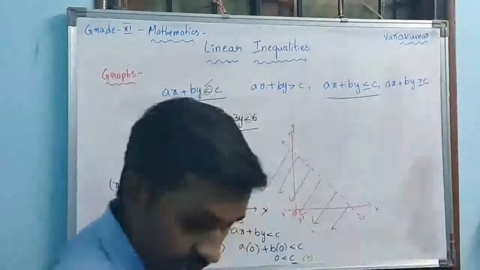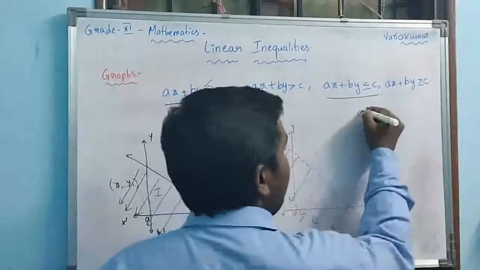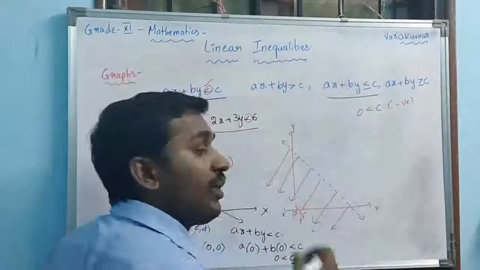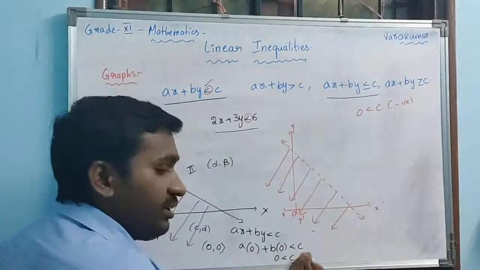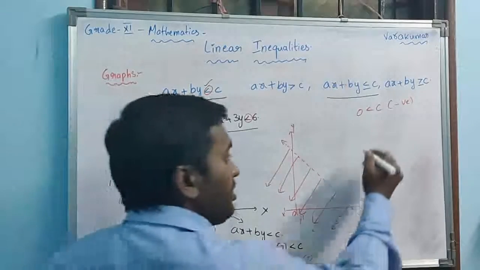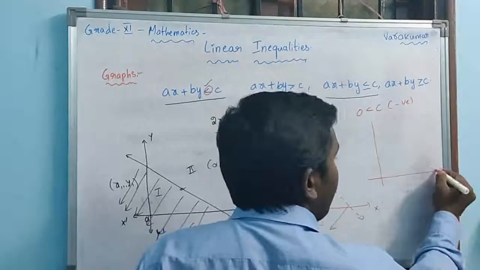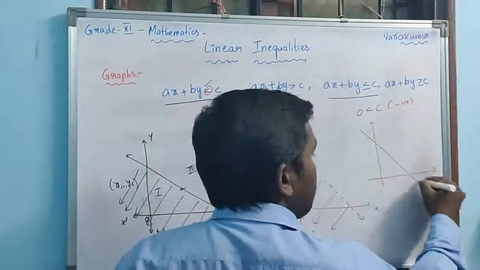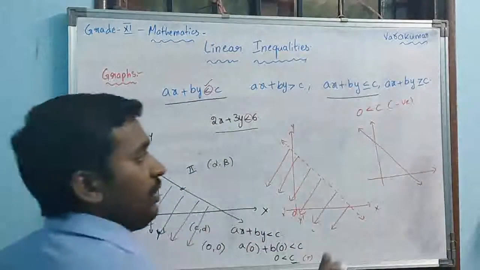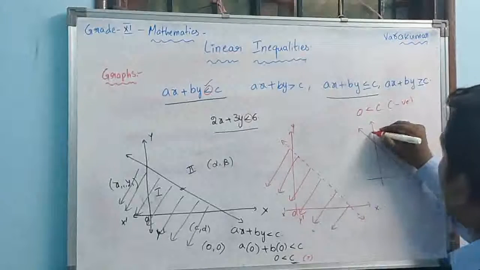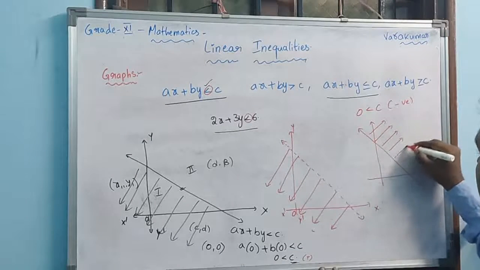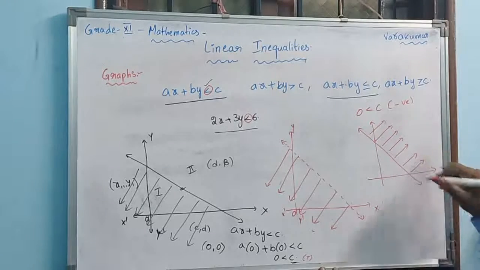See what we got. 0 less than c, which is negative. If it is negative, what you have to do, sir? If it is positive, it is true. It is true, we have done towards the origin. Suppose if it is false, what we are supposed to do? We are supposed to do the same. You can use either thick line or dotted line. Now we have to shade away from the origin. Don't touch that. Away from the origin.